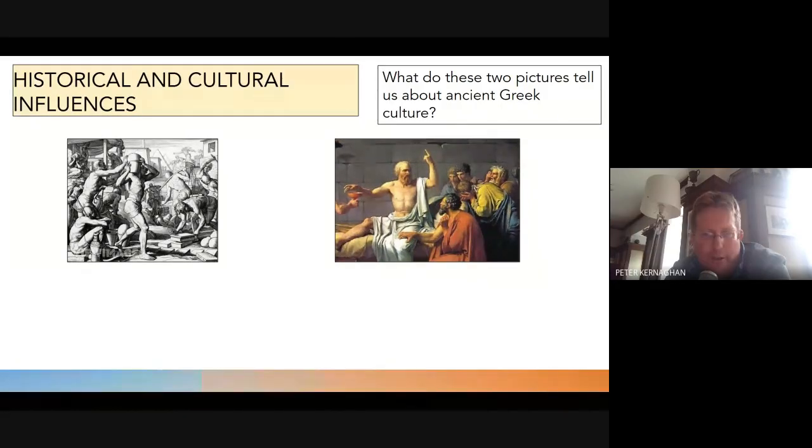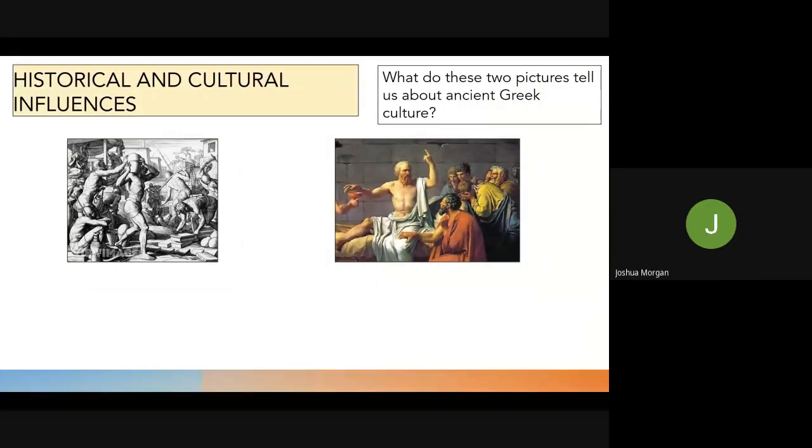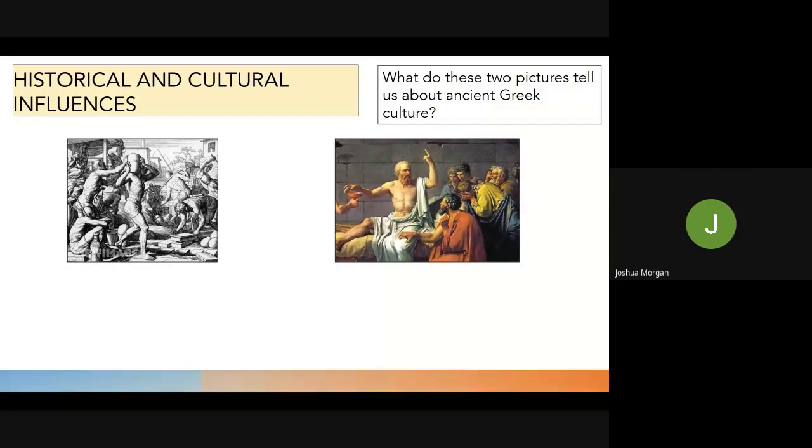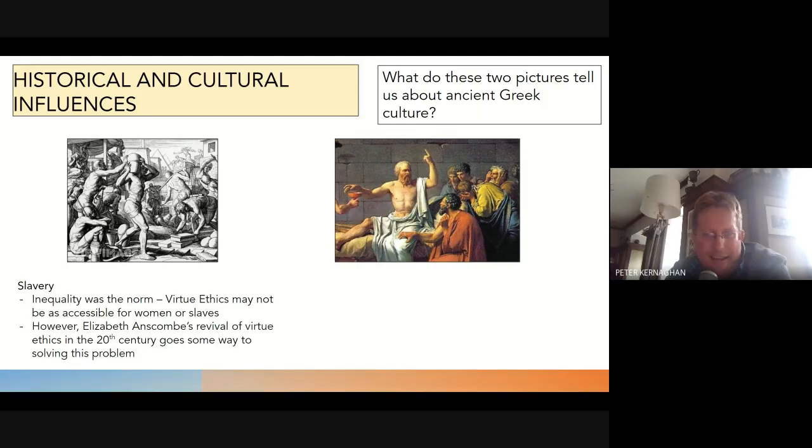Do they look like they're having a good time quoting poetry and all that sort of stuff? No. So who might they be? They might be the poor people. The plebs. Yeah, slaves. Aristotle's society was built on slavery.